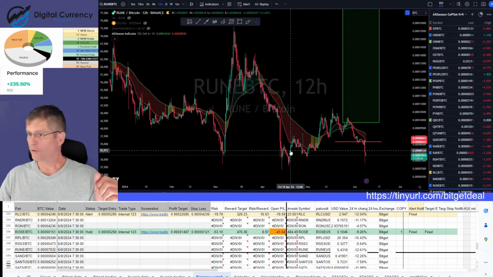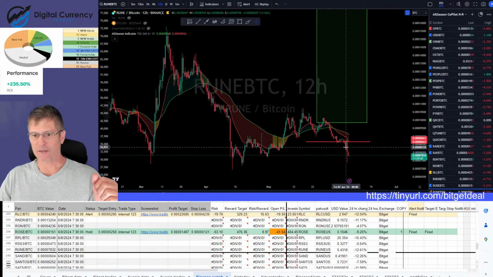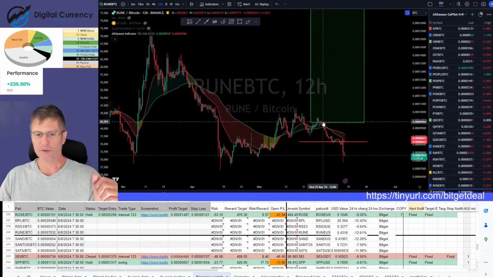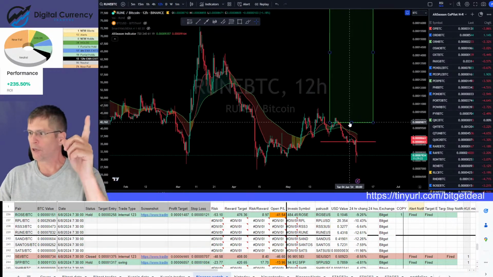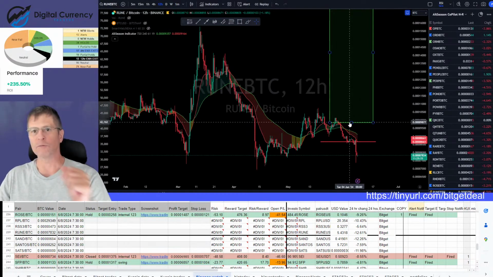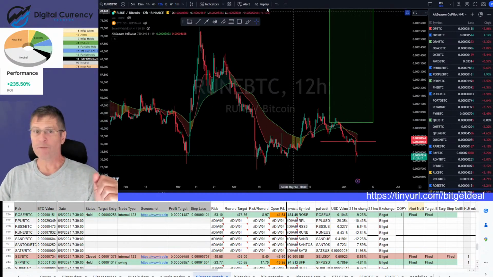RUNE, okay, I don't know if I was in this and I got kicked out the other day or not, and then I just cleared it from the spreadsheet, but certainly looks like I got wicked in and killed on that one, and that might have been one of the losses that made the spreadsheet go down a little bit. So that wraps it up for today.